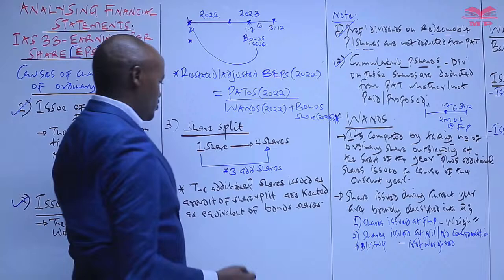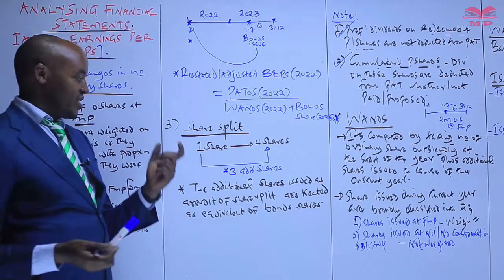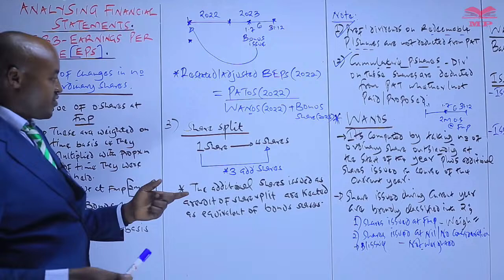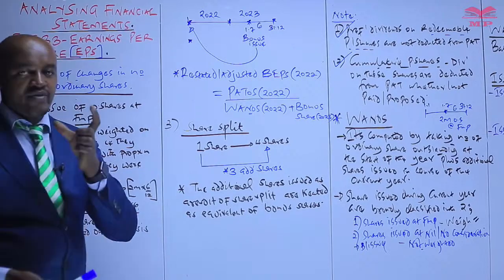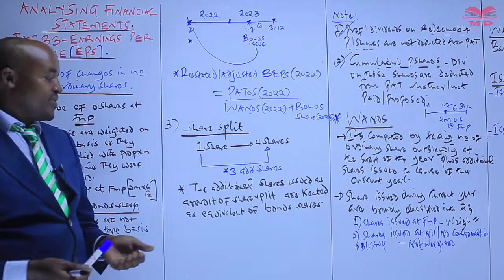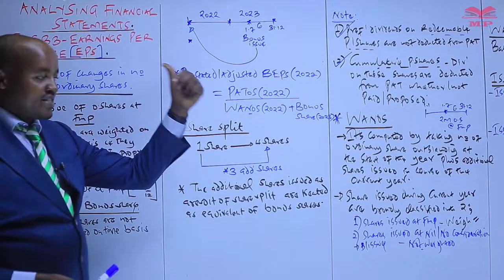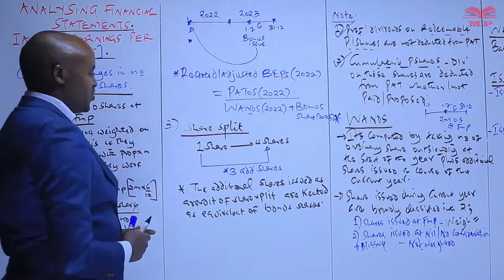So if they are treated as an equivalent of bonus shares, it means that these particular additional shares issued as a result of the share split during the current year, in computing the weighted average number of ordinary shares, those shares we don't weigh them on time basis. And number 2, we also have to use them to restate or to adjust the earnings per share of the previous financial year.